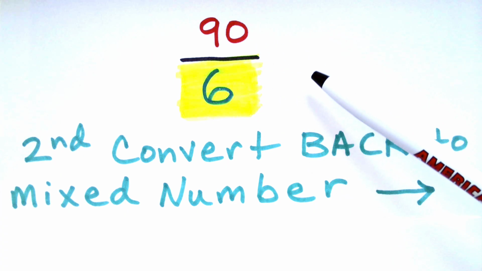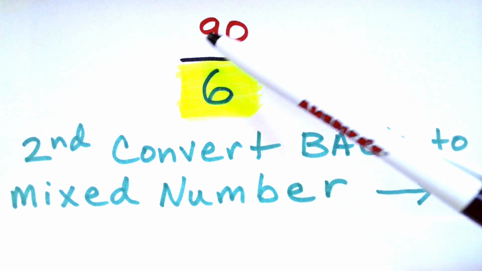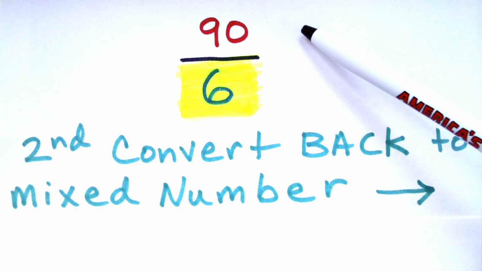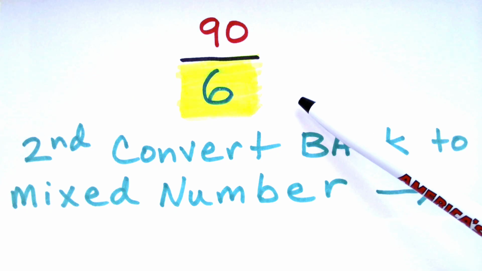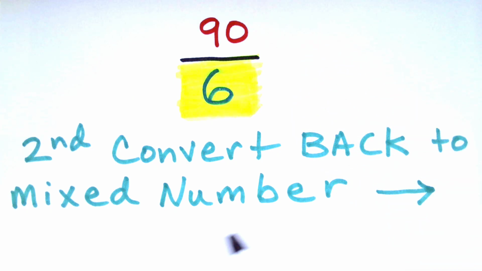3 times 3 is 9. So 90 divided by 3 is 30. 6 divided by 3 is 2. So I'd have 30 over 2. What's 30 divided by 2? I just want you to think about that for a second, right?